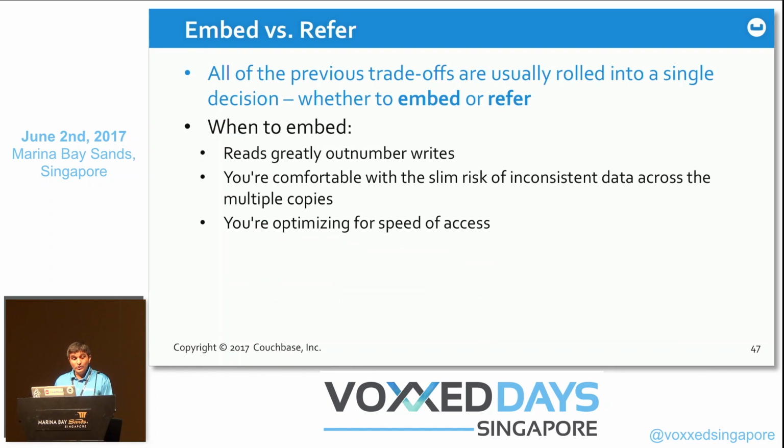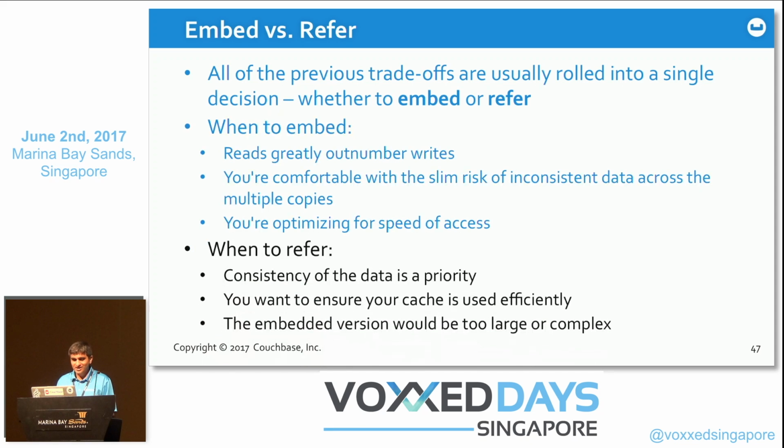When do you want to embed? When the reads greatly outnumber the writes. There are many more reads than writes, so you want to embed, you want to do it in one get. Okay, and you're comfortable with a slim risk of inconsistent data, which is not really true, since you can get over it by doing read-your-own-writes and maintaining a timestamp between parents and child, and you want to optimize speed of access. Okay, and when do you want to refer?